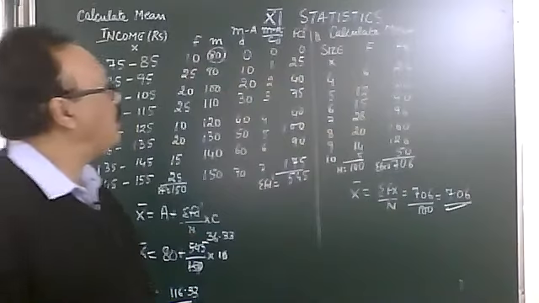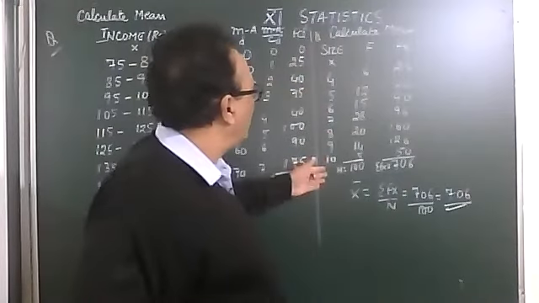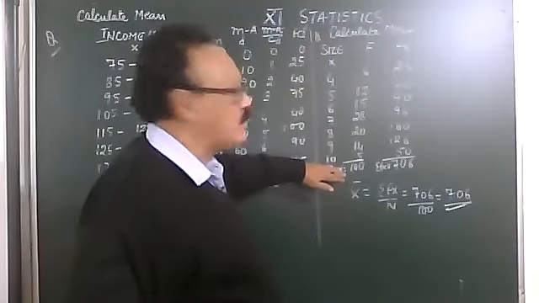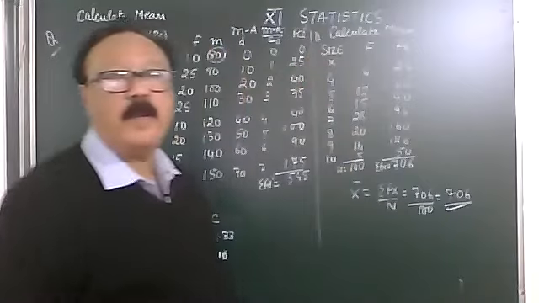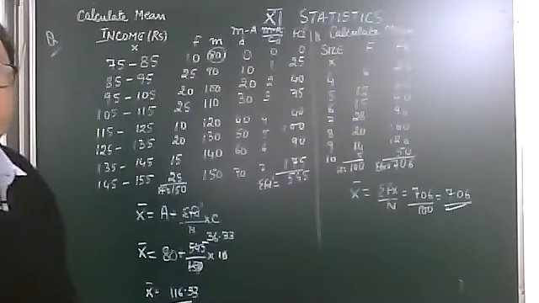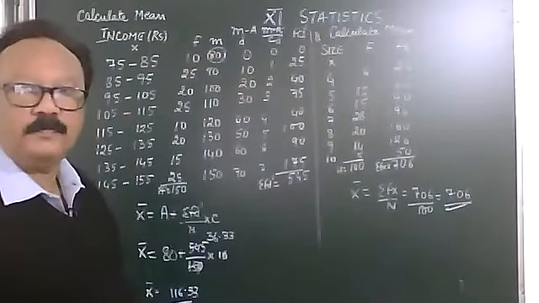Individual series is simple. You will get the values individually. Sigma x upon n is an average. Add them up and divide it by the total number. That is the individual series. That is the easiest of them all.